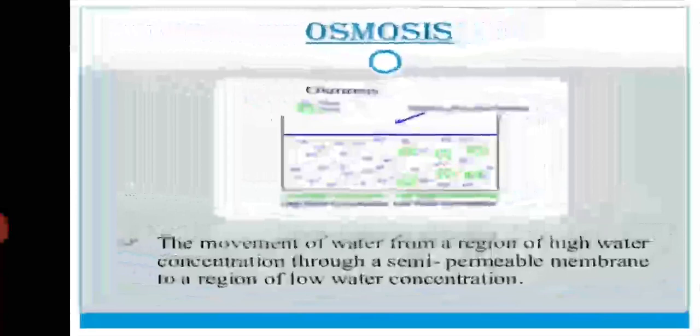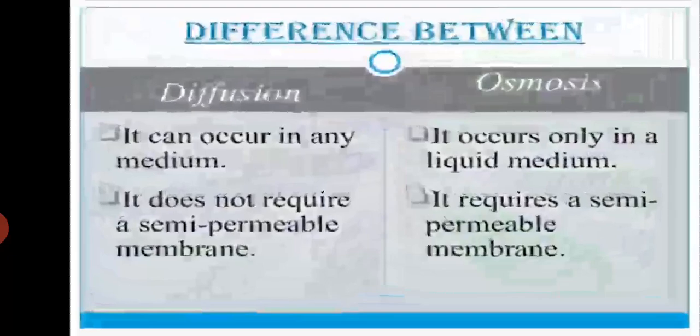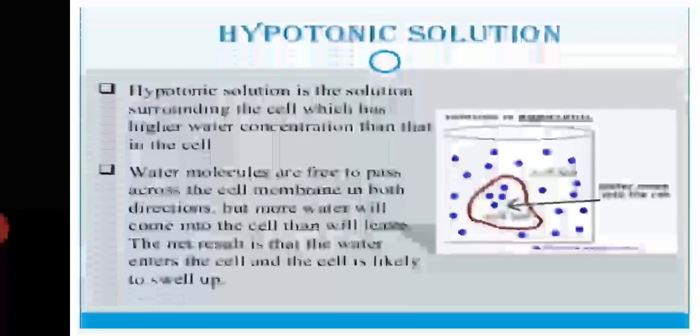That means osmosis is the movement of water from a region of higher concentration to a region of lower concentration through a semi-permeable membrane. Now the difference between osmosis and diffusion is, diffusion can occur in any medium, whereas osmosis occurs only in a liquid medium. Diffusion does not require a semi-permeable membrane, whereas the flow of water, or osmosis, requires a semi-permeable membrane.